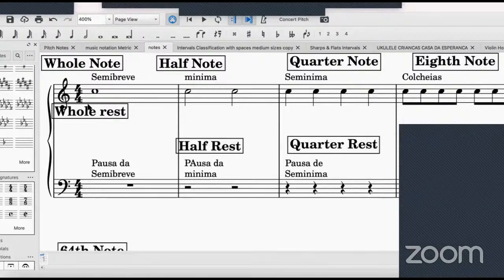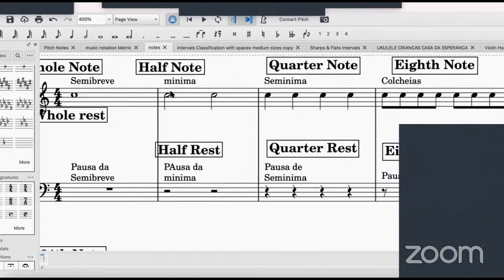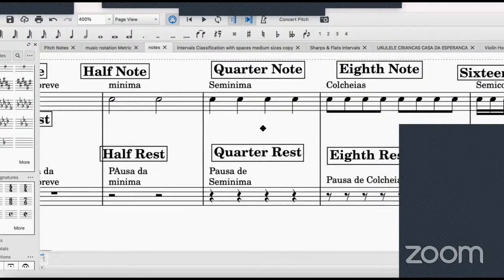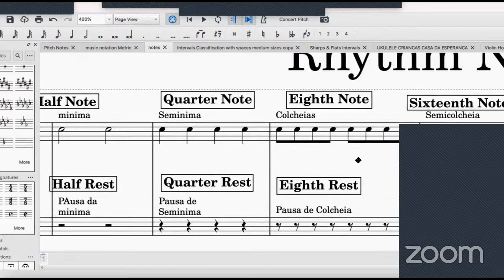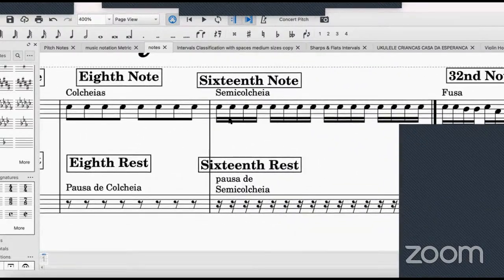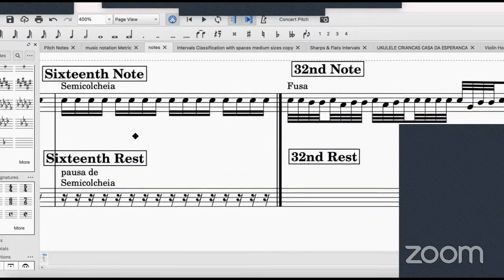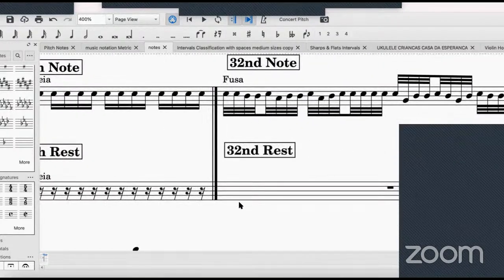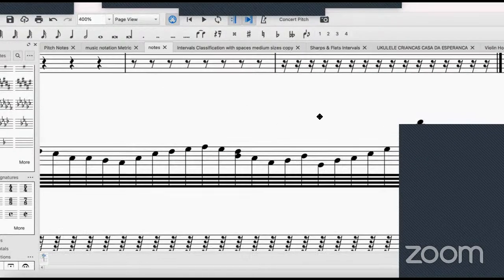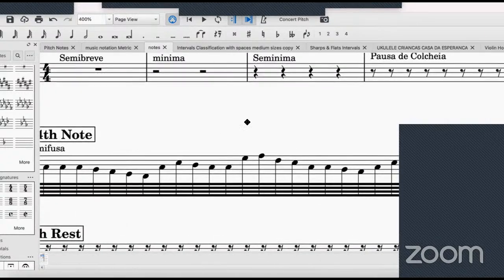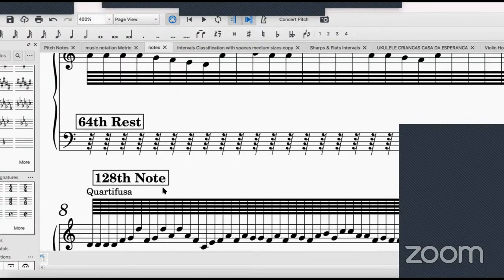So the whole note or semibreve, whole rest or pausa da semibreve. Half note or mínima, quarter note or semínima, eighth note or colcheia, 16th note or semicolcheia, 32nd note or fusa, 64th note, semifusa, and 128th note, quartifusa.